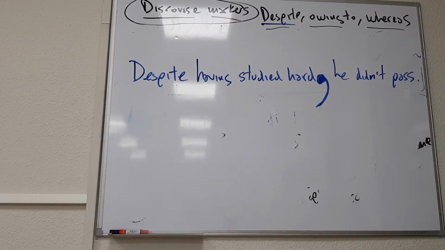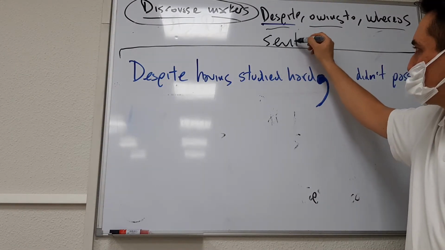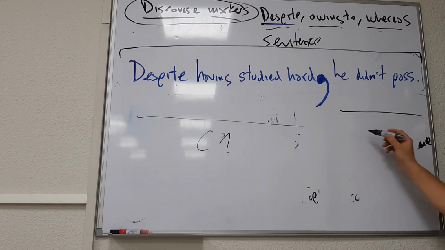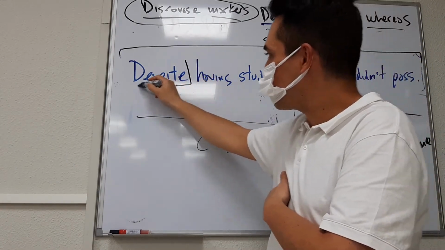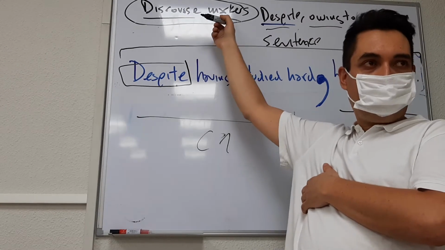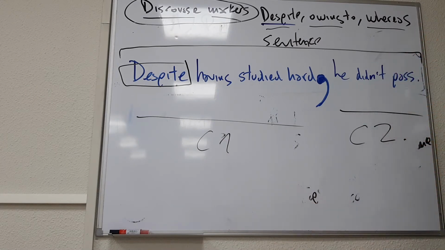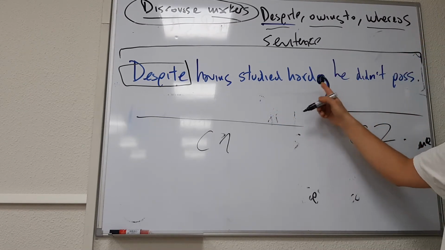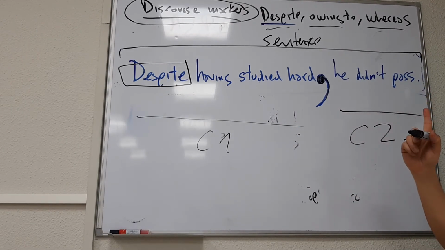So here, what do we have here? This is, what is this? A sentence. And here we have clause number 1 and clause number 2. Here we can use the despite. What is despite? A discourse marker. And I'm using it at the beginning of the first clause. Despite having studied hard, that is our friend John, for example, he didn't pass. We need a comma here, yeah, dividing. Despite blah blah blah, comma, he didn't pass. That is one use of despite.